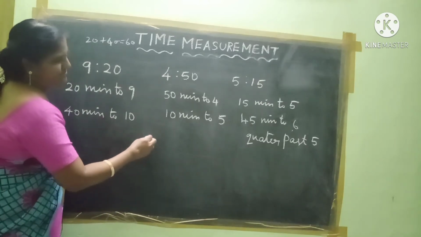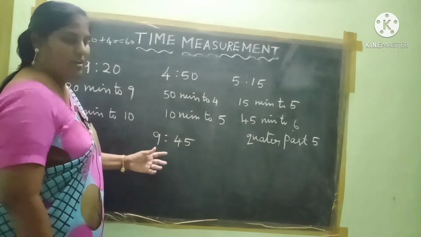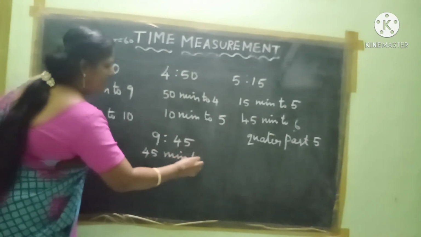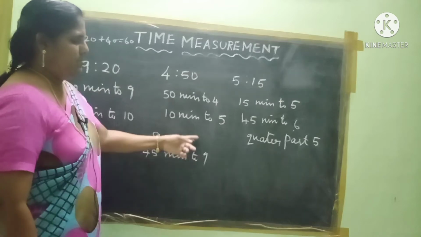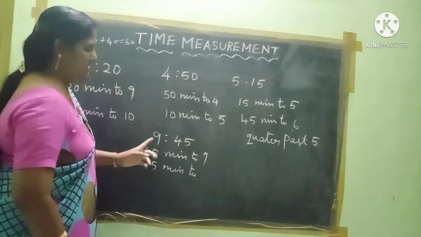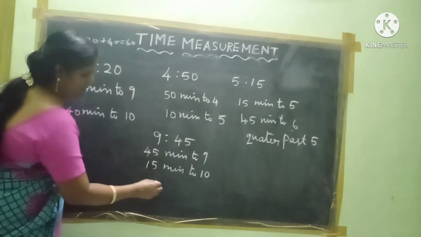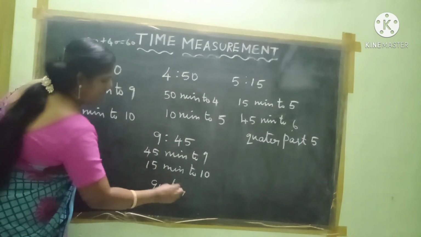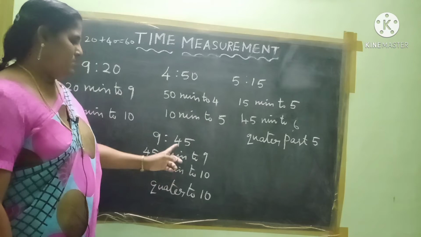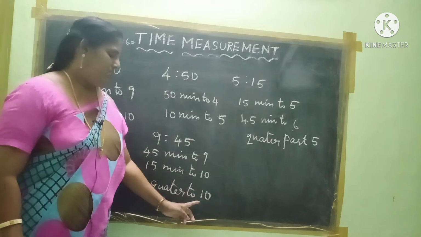The next one is 9:45. 9:45 means, how to say the number? Yes, simply 45 minutes past 9. Otherwise, how many minutes are remaining? Yes, 15 minutes. 15 minutes to, what is the next time? After 9 will come 10. Otherwise, 45 minutes is quarter to 10. Quarter to 10 means the next one is going to become 10 o'clock. So next is quarter to 10.